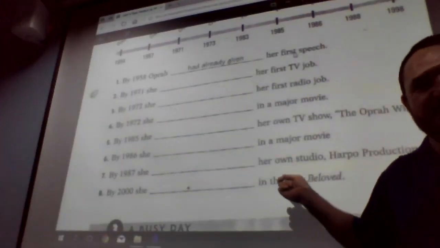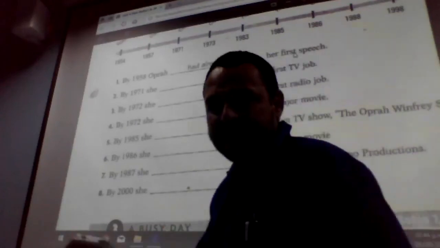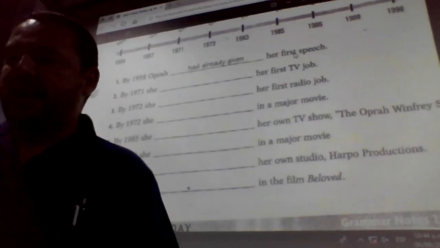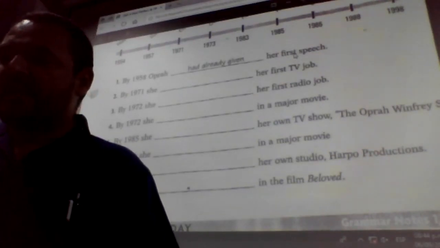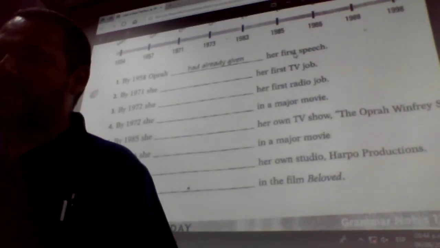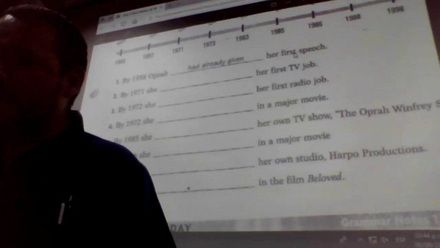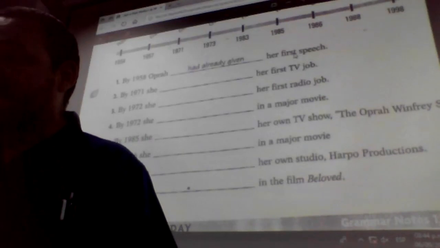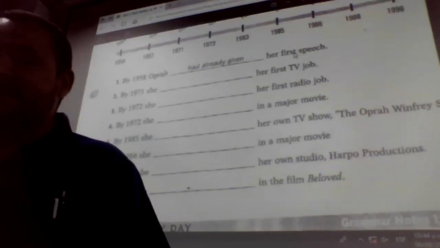Can you see it? Can you see it well? Is it better? Had not yet built. Okay, yes. Number 7 by 1987, she, her own studio, Harper Productions. So we go to the year 1987, and no, that happened. 1987, yeah. And she built it in 1988.